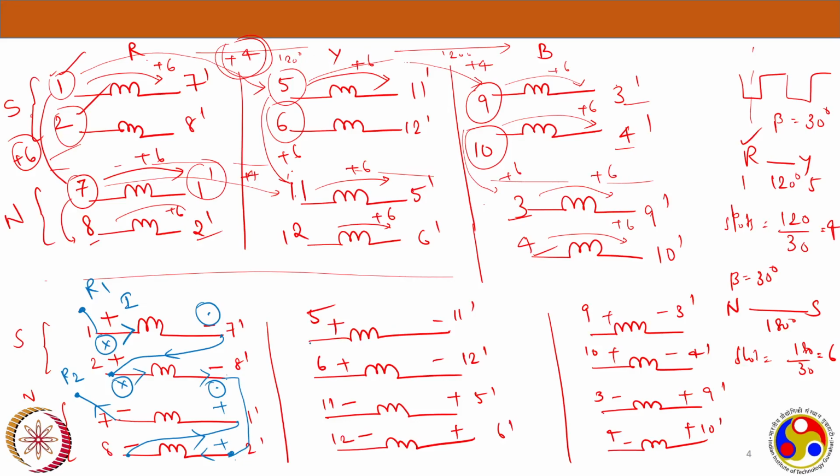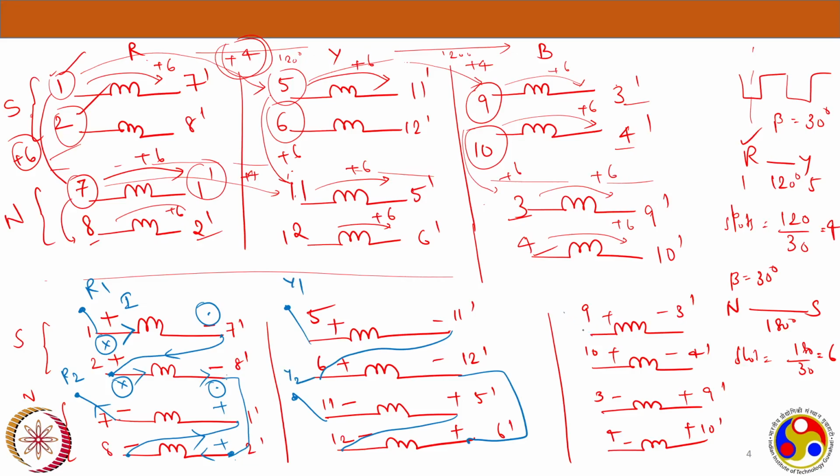Now this is one terminal, and the 11 dash I will connect to 6, minus to plus, and within the north pole I will connect first minus to plus, plus to minus. I formed two more coil groups, and now I will join this south pole coil group to the north pole coil group by checking where my minus will go to plus, and then this will form the y1 and y2.